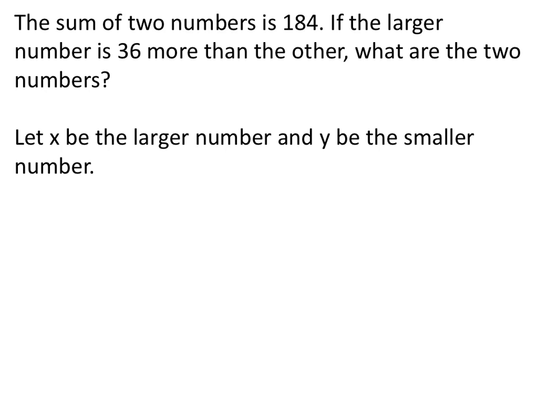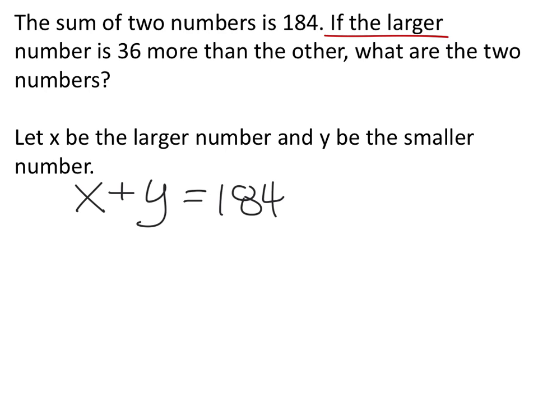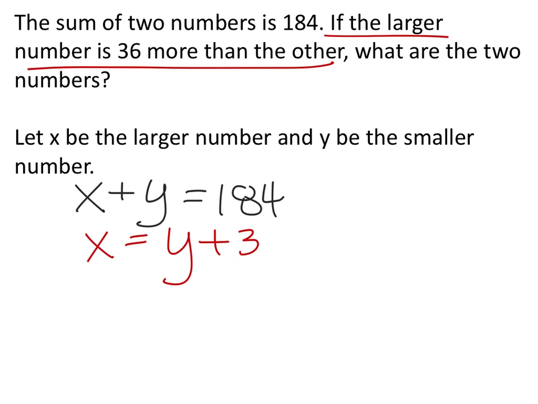So we have the sum of two numbers is 184. Since we know x is the large number, and if we have the sum of that and the smaller number, it is 184. That gives us our first equation. The second sentence here, if the larger number is 36 more than the other, so the larger number x is 36 more than the other. So the other number and 36 more would be y plus 36.